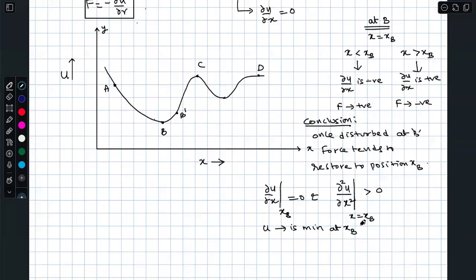1, 2, 3, 4, 5, 6, 7, 8. Right. No issues. Are we clear till this point?